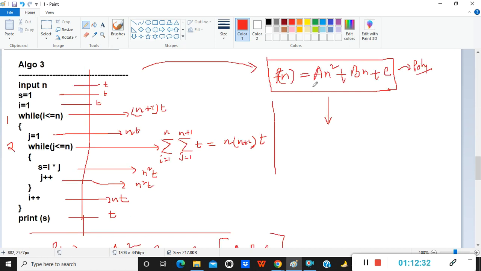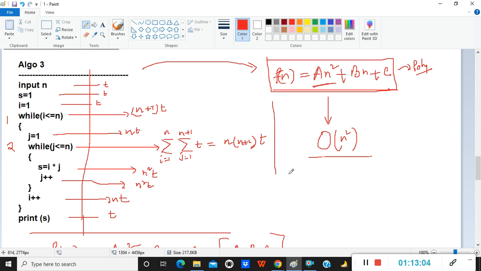we take the highest term of the polynomial. So we represent it as big O of n square. So whatever be the algorithm which contains this type of nested loop up to two levels, the time complexity of that algorithm can be represented as big O of n square. Again, how I get big O of n square from this polynomial, that I will describe in the next class. Okay.